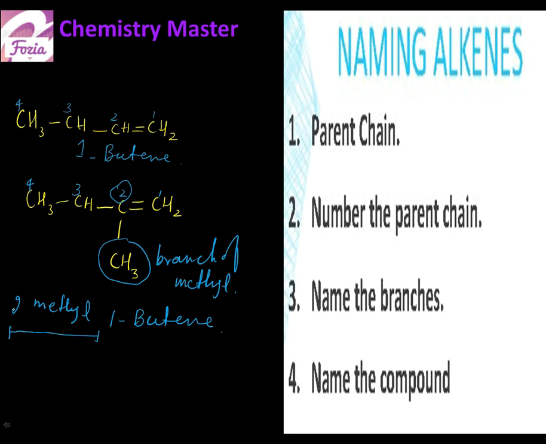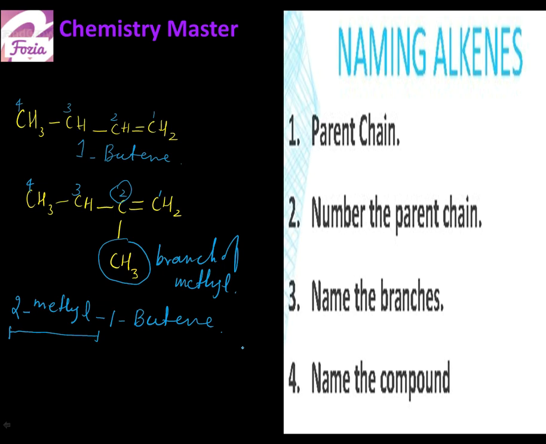I told you, always if 2 numbers are there, you can link them using a comma, and to link a number or a digit with a word, always use a hyphen. So the name goes 2-methyl-1-butene, or this is 2-methyl butene. So this is what you see all the time. Whenever such structures come to be named, you will be following these 4 rules.